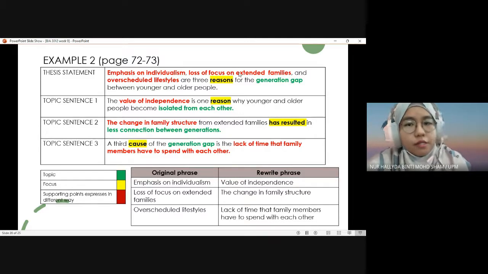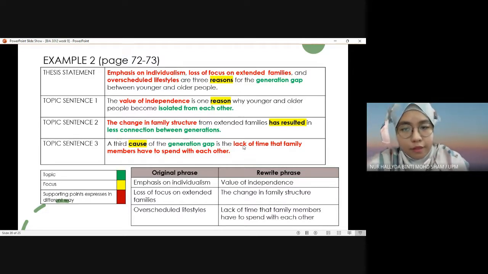In the thesis statement, it says overshadowed lifestyles, meaning a very packed lifestyle, very busy. All your day is filled with activities so that sometimes you become more and more distant from your older folks. So that's what is meant by overshadowed lifestyles, busy lifestyles. Because of this, it is one of the reasons, and then the way it is rewritten.